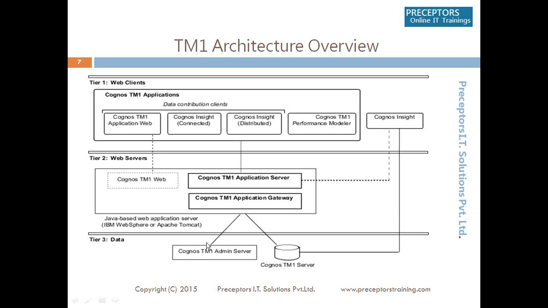So here you see the Cognos TM1 admin server and the Cognos TM1 server. The data is presented in a couple of ways. There is Cognos TM1 Application Web, a web portal, so you can see the data in Cognos TM1 Web. Then there is Cognos Insight. One is connected, which is basically connected to the TM1 available online; you can go to the web and check it out. Cognos Insight Distributed is a desktop client application, wherein the client installs it on the desktop and you can create your own analytics. It's not connected to the TM1 cube, but is a slightly different version.